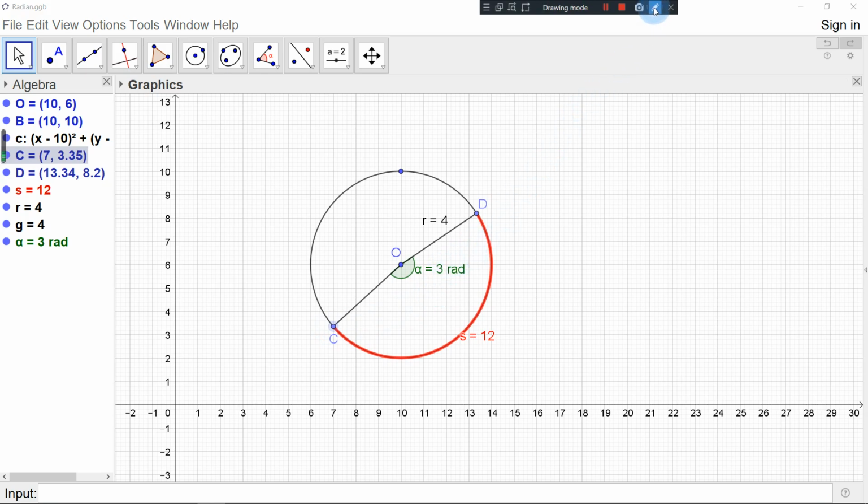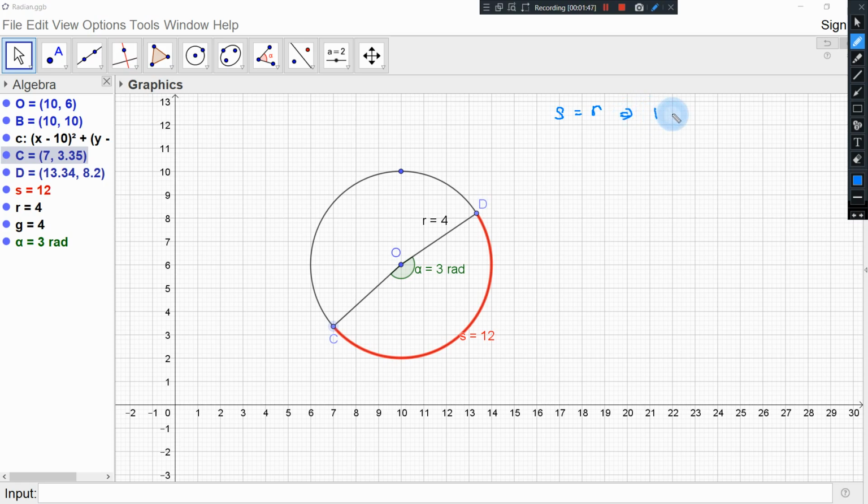So can you see a pattern over here? When the arc length, which is s, is equal to the radius, the angle is 1 radian. When the arc length is equal to 2 times the radius, the angle subtended at the center here will be 2 radian. When the arc length is equal to 3 times the radius, which is this case, the angle subtended at the center here will be equal to 3 radian, right?